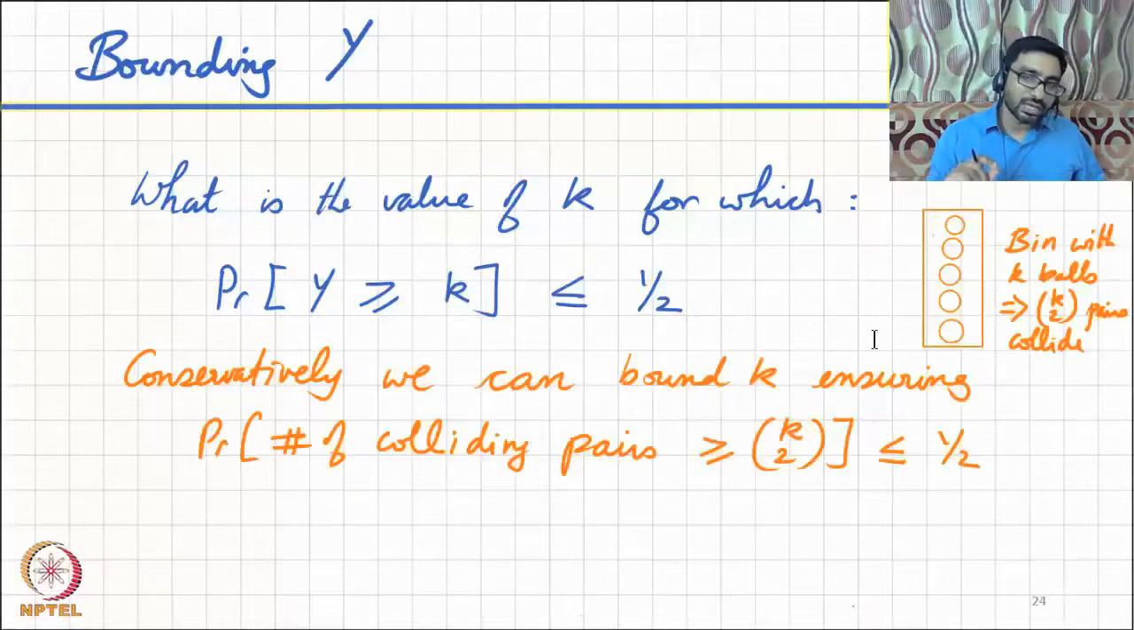And in order to understand the probability of this event, we're going to be a bit conservative. Let's look at the bin with the k balls. There must be at least k choose two pairs of balls that collide just in that one bin. So instead of bounding the probability that y will be at least k, we will be a bit more conservative and we will bound the probability that the number of colliding pairs is at least k choose 2.